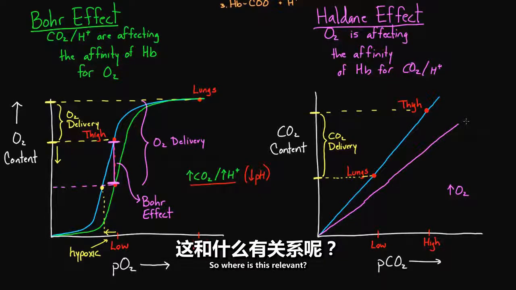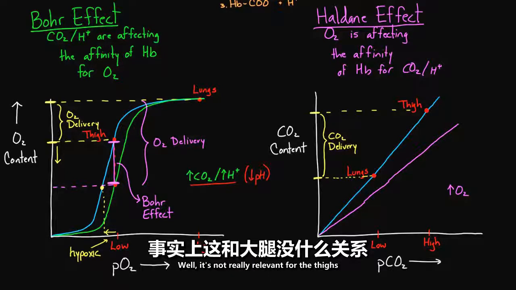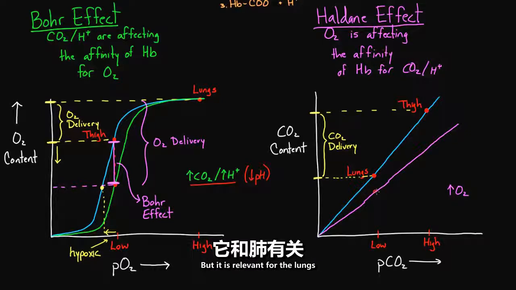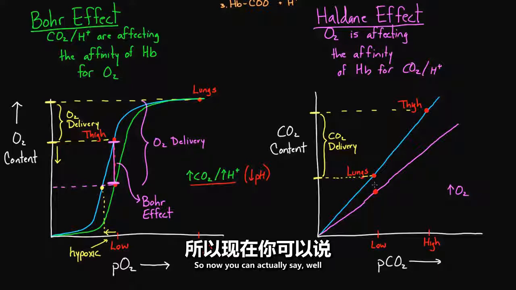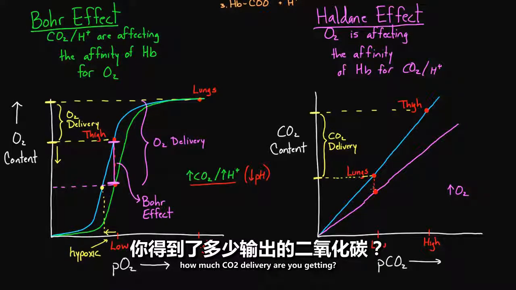So where is this relevant? Where do you have a lot of oxygen? Well, it's not really relevant for the thighs because the thighs don't have a lot of oxygen, but it is relevant for the lungs. It is very relevant there. So now you can say, well, let's see what happens now that you have high O2. How much CO2 delivery are you getting?